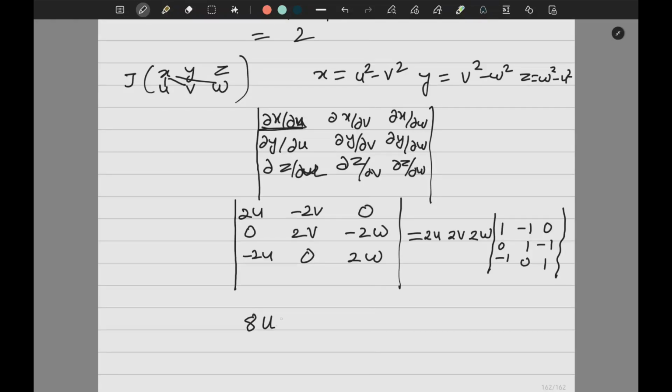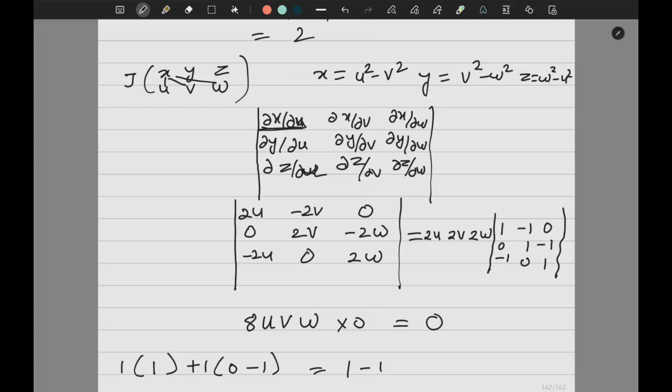So 8 u v w, and then this determinant. Okay, so let me find out the determinant. So 1 minus 0, then plus 1, 0 minus 1, then plus 0 is gone. So this is 1 and minus 1, so 0. So into 0 means 0. So this is how you will get the answers.